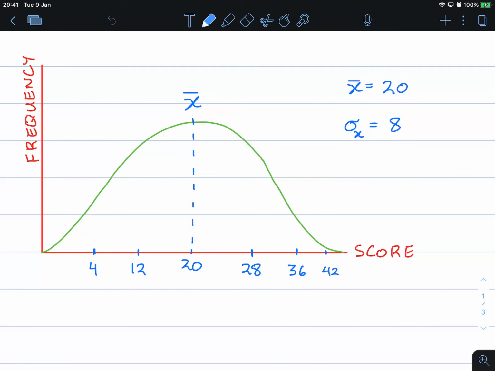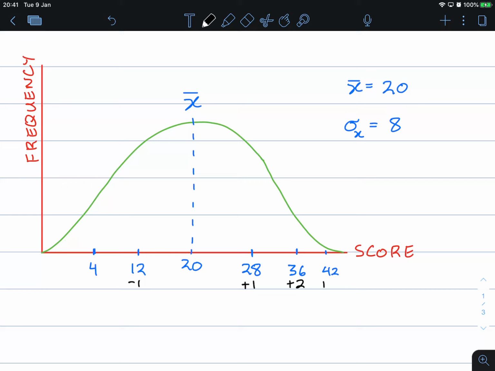So we have a normal distribution where the mean is 20 and the standard deviation is 8. We've seen in previous videos, if we add one standard deviation, so this is plus one standard deviation because we added 20 plus 8, so that's 28. If we take away 8 from 20, that's minus 1 standard deviation. If we add 2 standard deviations, 20 plus 16 is 36. So 36 is a standard deviation of 2.